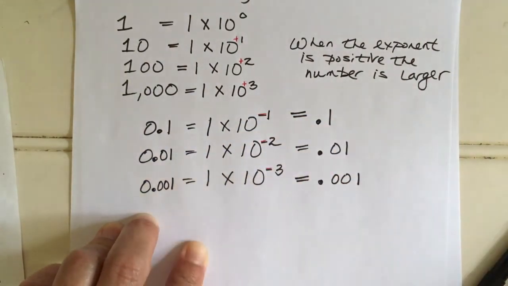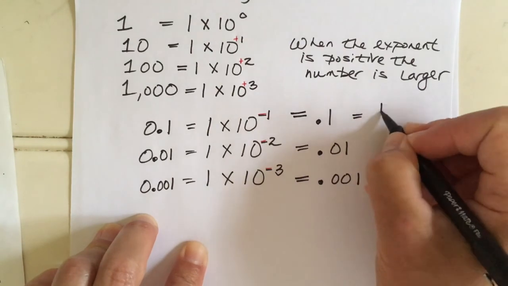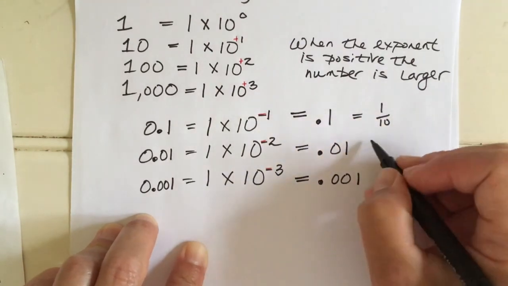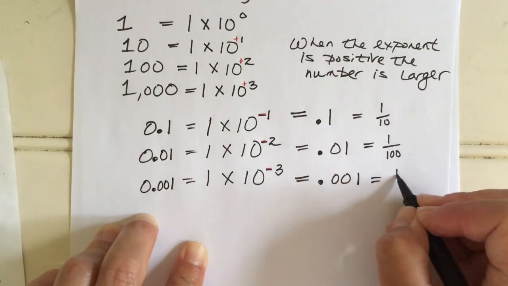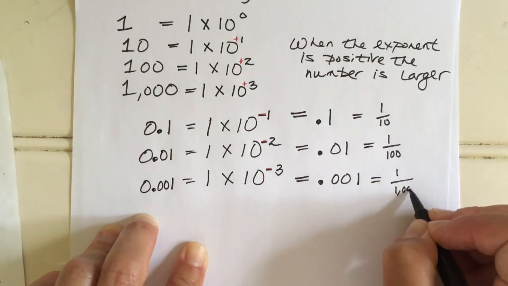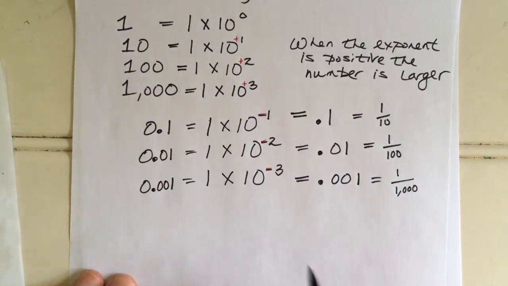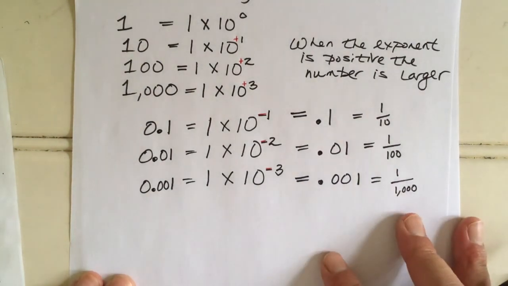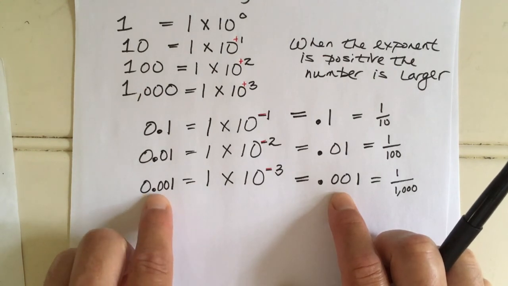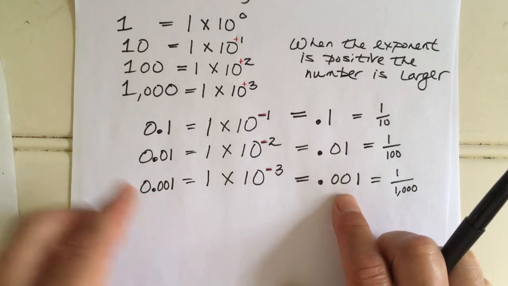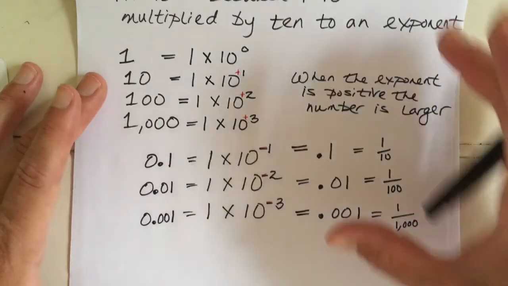Here you can see the negative sign indicating this smaller number. These are all smaller numbers. This is equal to 1/10, right? This is equal to 1/100th. And this is equal to 1/1,000th. All right. And so the reason why these look different is because this 0 just helps you see the decimal point, is the idea. All right, so hopefully that makes sense.